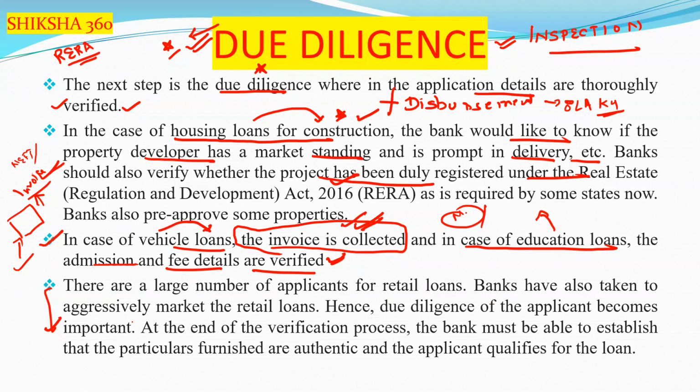Hence due diligence of the applicant becomes important. At the end of the verification process, the bank must be able to establish that the particulars furnished by the applicant are authentic and the applicant qualifies for the loan. You have to take care of all these things while giving any loan to the customer, and take proper documents from the customer. In case the loan defaults in the future, you have to show that we did proper due diligence from our side while giving the loan.